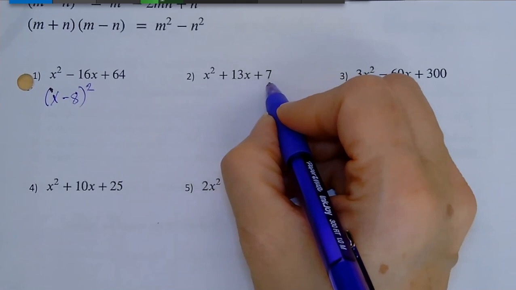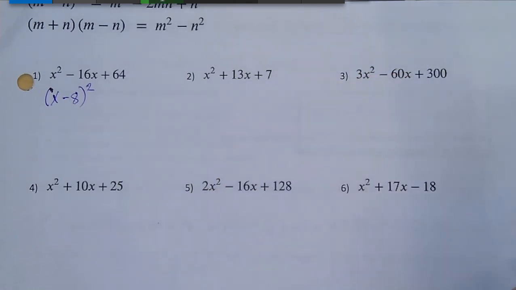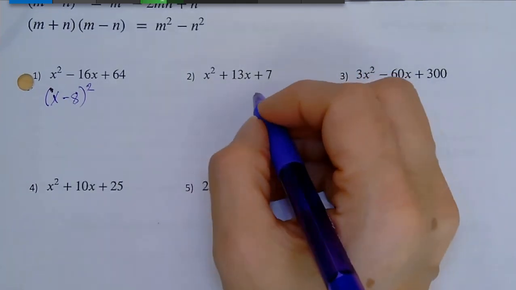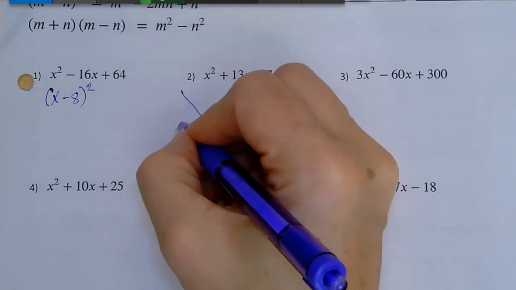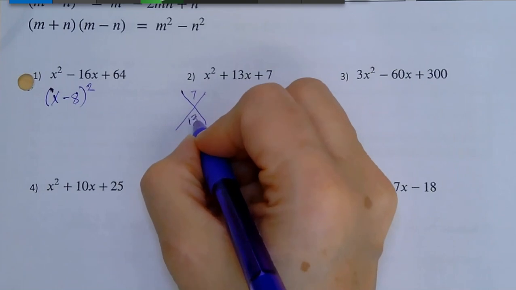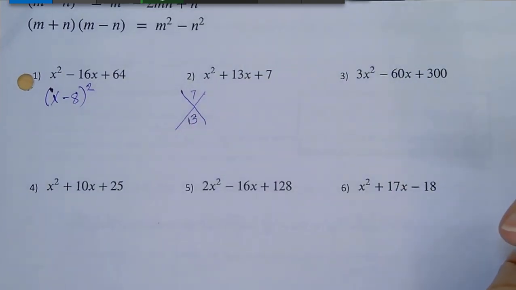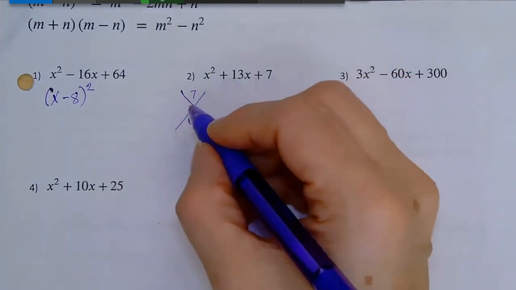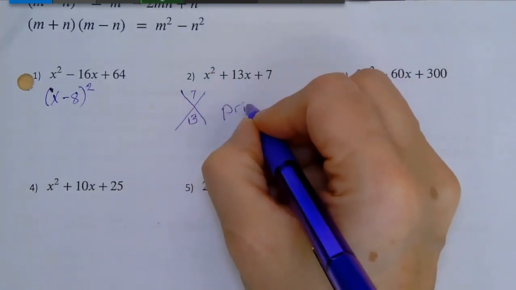X squared plus 13x plus 7, no greatest common factor to pull out. I need to find two numbers that multiply to give me 7, right? 1 times 7, but they add to give me 13. Well, that can't happen, right? My options are 7 times 1 is 7, and 7 plus 1 is 8. So nope, so that's just prime.